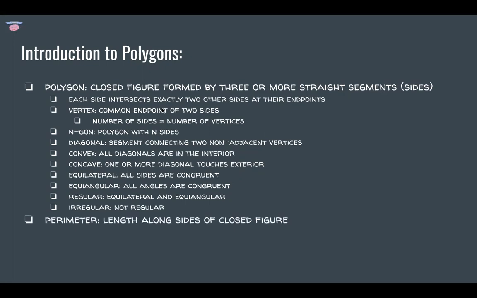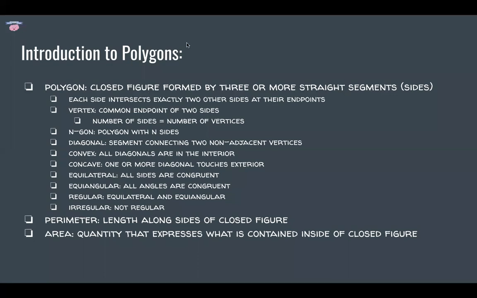And the perimeter of a polygon is the length along the sides. This is the sum of the sides of the figure. So just this side plus this side plus this side. That's the perimeter. The area is the quantity that expresses what is contained inside its closed figure. This is not a simple definition, but it's basically all this space. How many blocks can fit in here? That's probably what we learned in preschool about area.